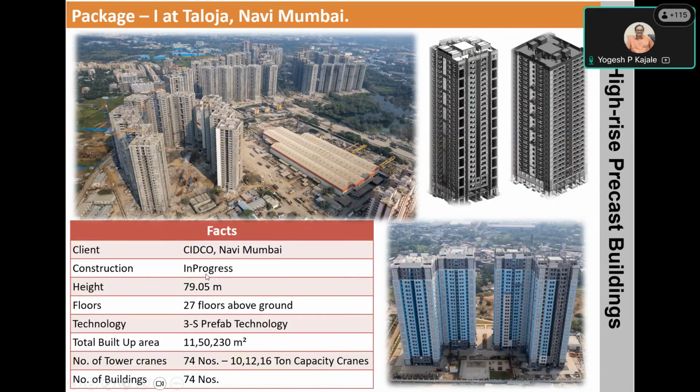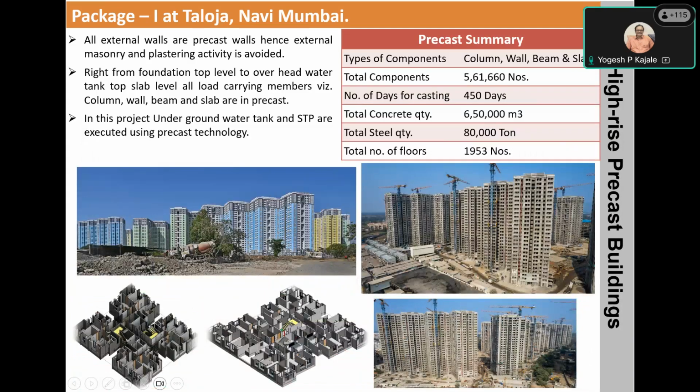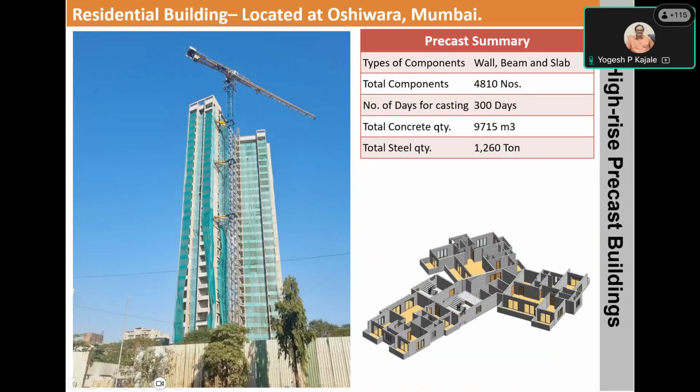This is for Shirke, City Industrial Area Development Corporation. The height of structure is 80 meter. The number of floors is 27. On the left side, you will see the finished building. On the right side, when the construction is going on. This is that Y-shaped building at Surbi when the construction is going on.